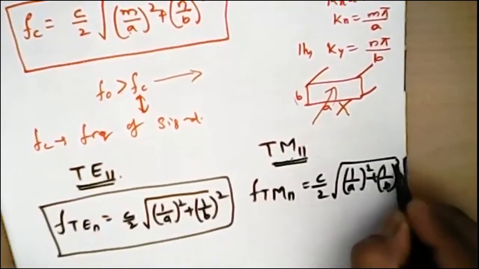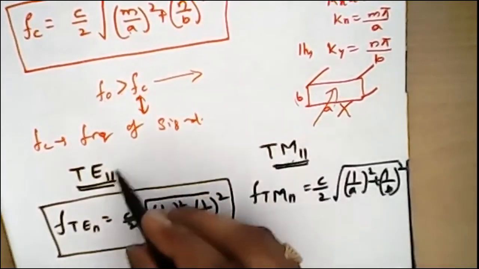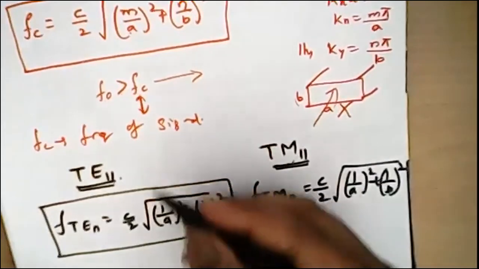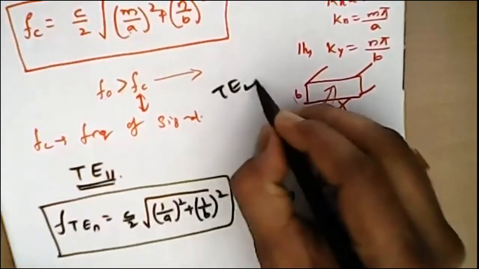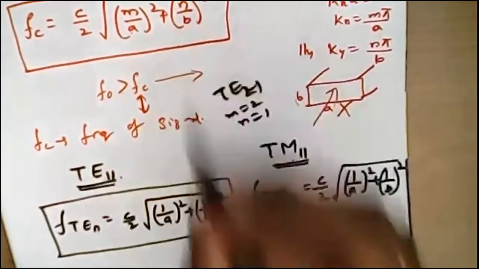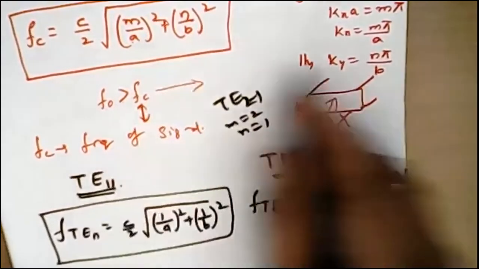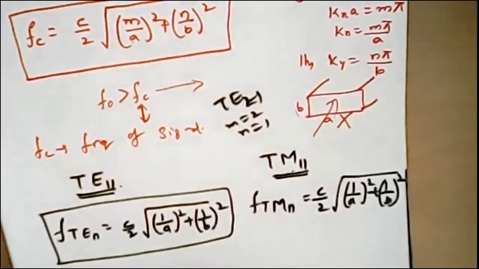Likewise, in the exam they may ask you to calculate the mode of propagation or the cutoff frequencies for different modes. They may ask for TE21 also. So you have to take m equal to 2 and n equal to 1, substitute in this expression, and we get the cutoff frequency. This is how we can calculate the cutoff frequencies of the rectangular waveguide.